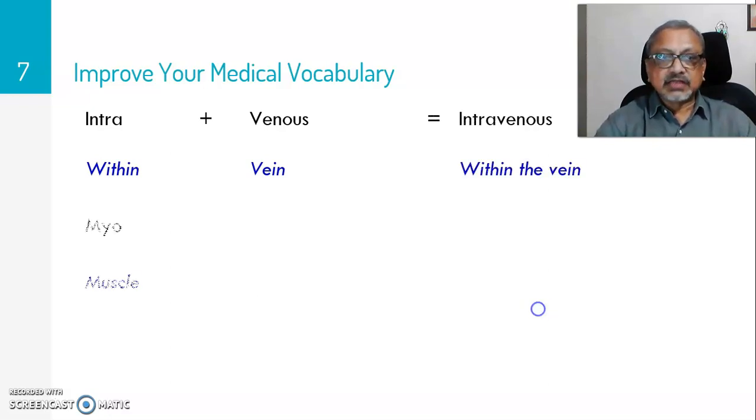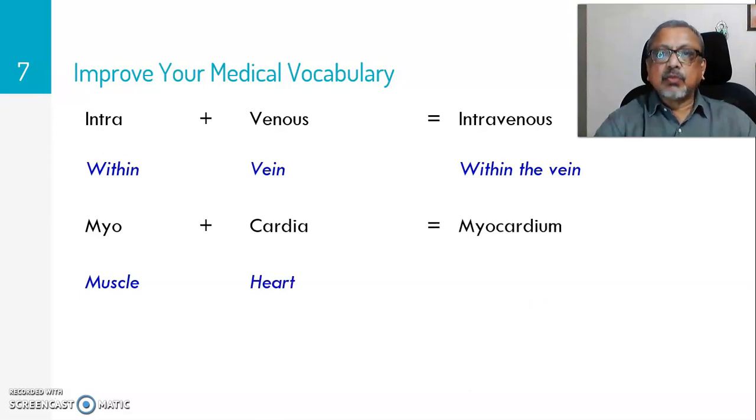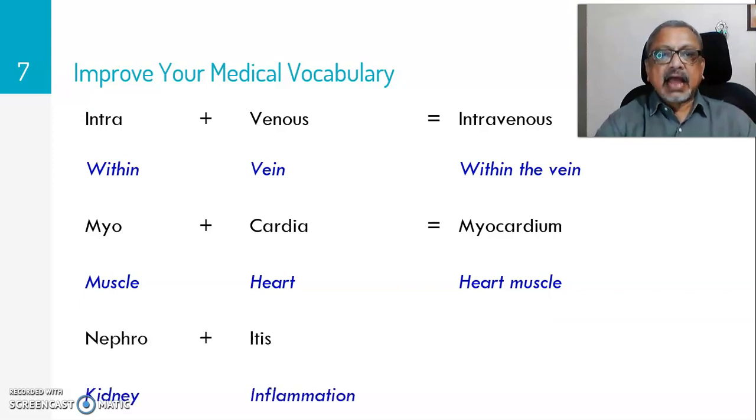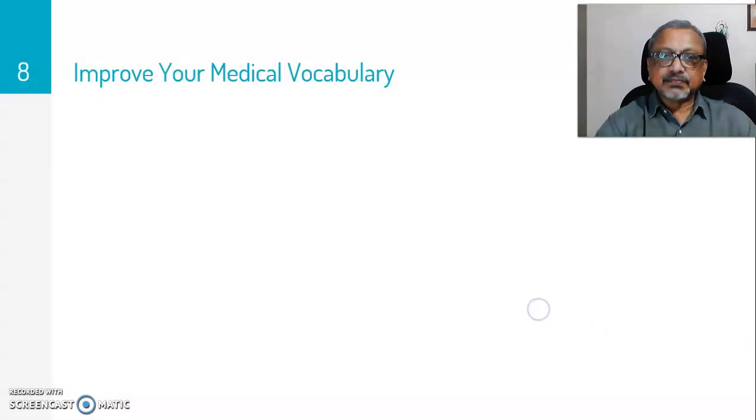You know intravenous injection. Myo means muscles, cardia means heart. So myocardium means the heart muscles, which is the middle layer of the heart. Nephro is kidney, and itis means inflammation. So nephritis means the inflammation of the kidney.